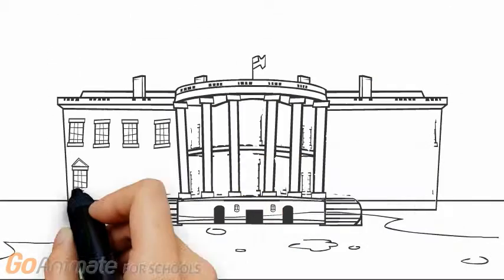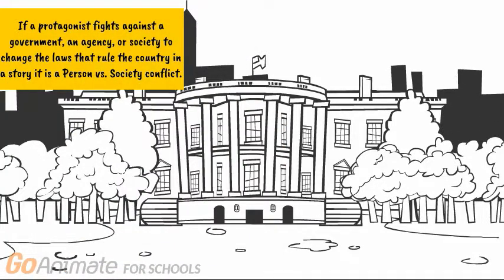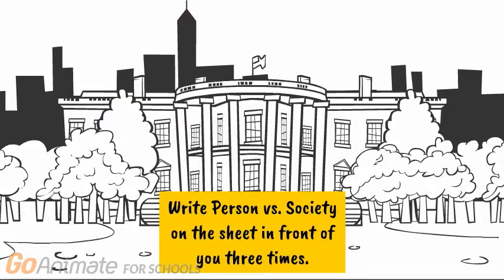If a protagonist fights against a government, an agency, or society to change the laws that rule the country in a story, it is a person versus society conflict. Write person versus society on the sheet in front of you 3 times.